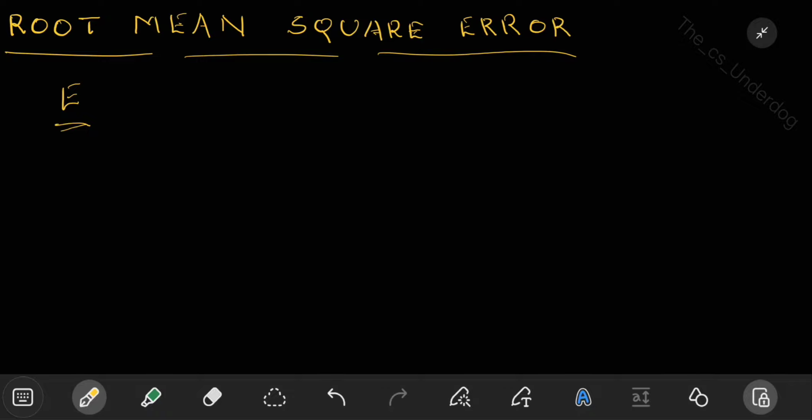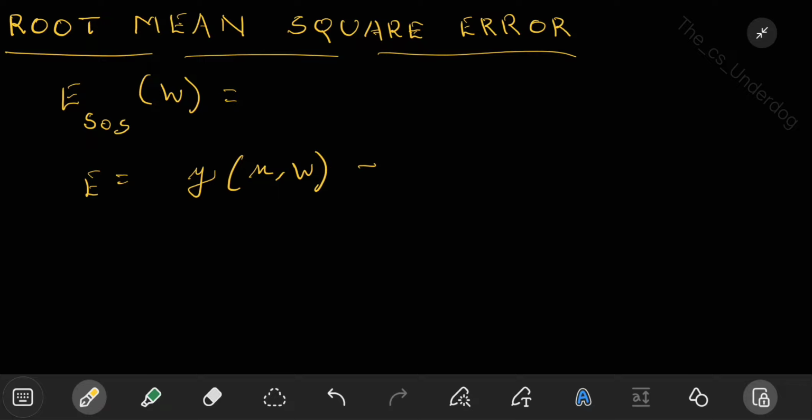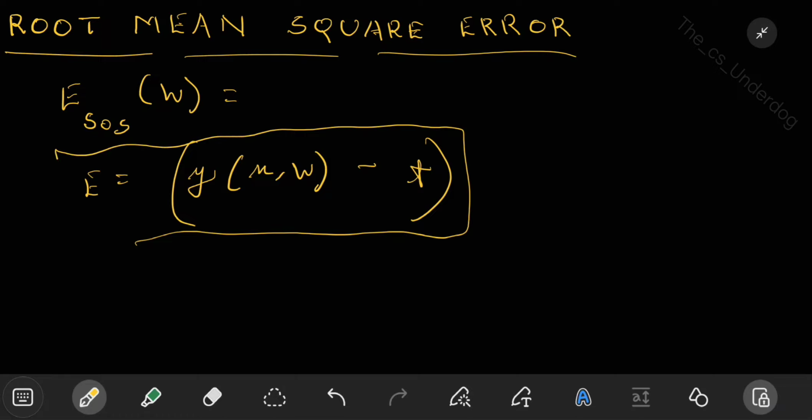Let us say we have sum of squares error. What was the error in that? It is the sum of the square of what? That is the error term. We said it was the difference between the observation and the target. Our observation was y of x, w and the target we had called t. The difference between them was the error term.